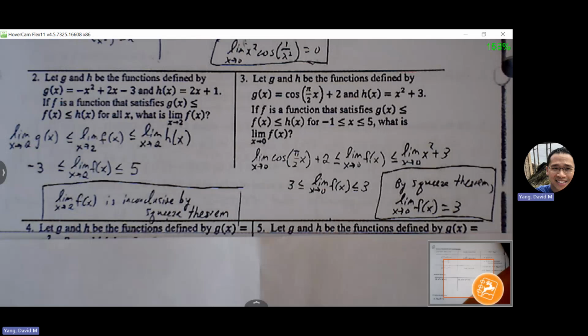Okay, so this is supposed to feel easy. There's no hidden complexity with squeeze theorem. It's really as straightforward as it seems.